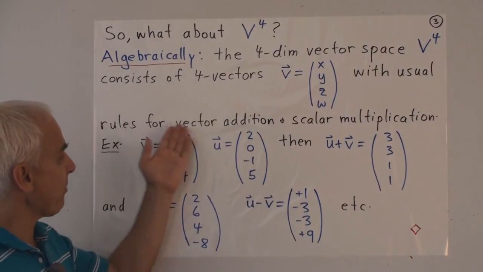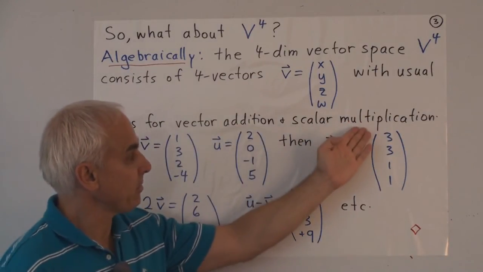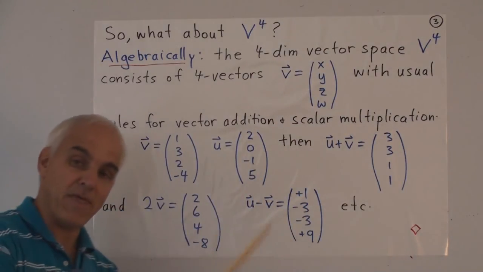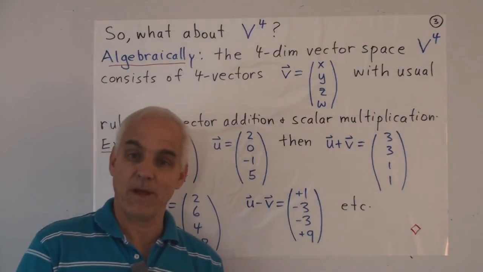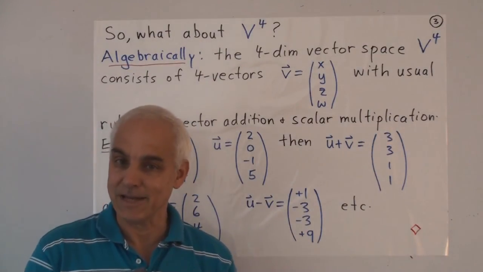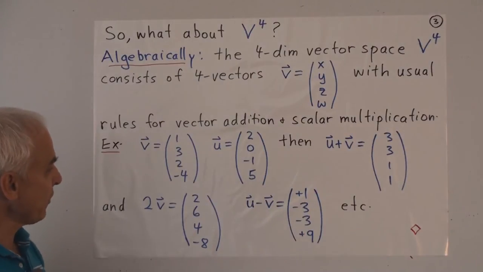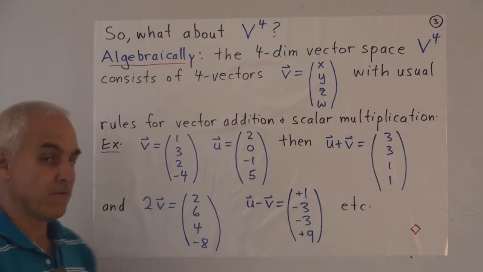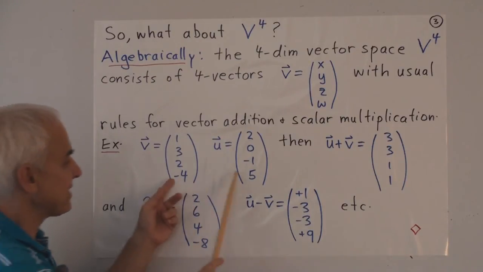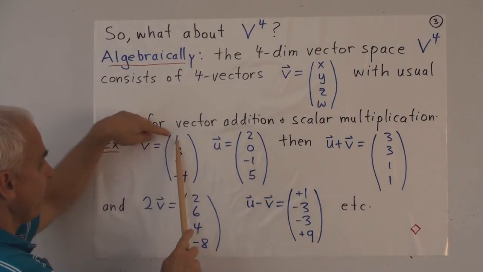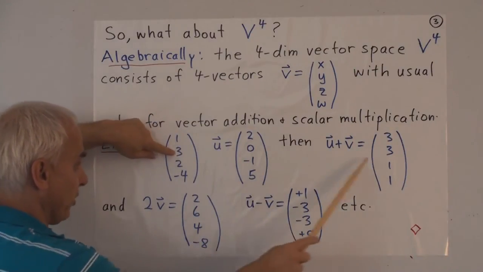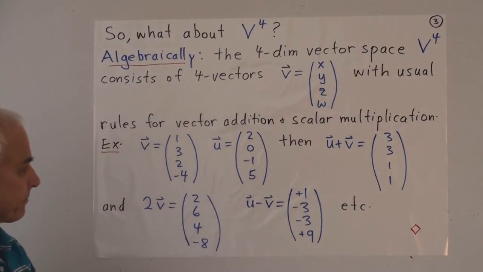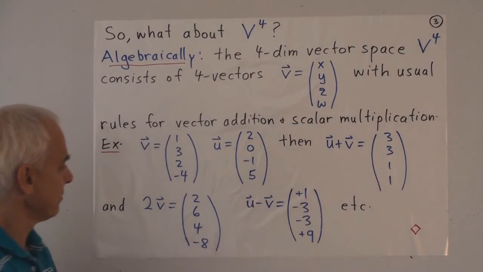We can define the basic operations of vector addition and scalar multiplication purely algebraically in terms of components. In the same way that we add vectors in two- or three-dimensional space or form linear combinations. So for example, if here's the vector v and here's vector u, both four-dimensional vectors, then the sum is just obtained component-wise. So 1 plus 2 is 3, 3 plus 0 is 3, 2 plus minus 1 is 1, and minus 4 plus 5 is 1. So there's the sum of the two vectors.